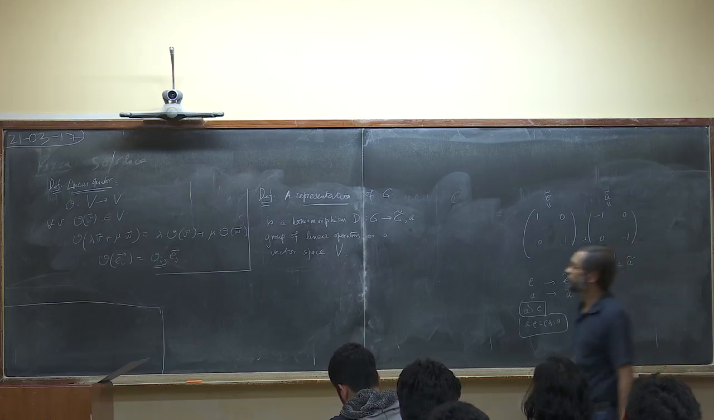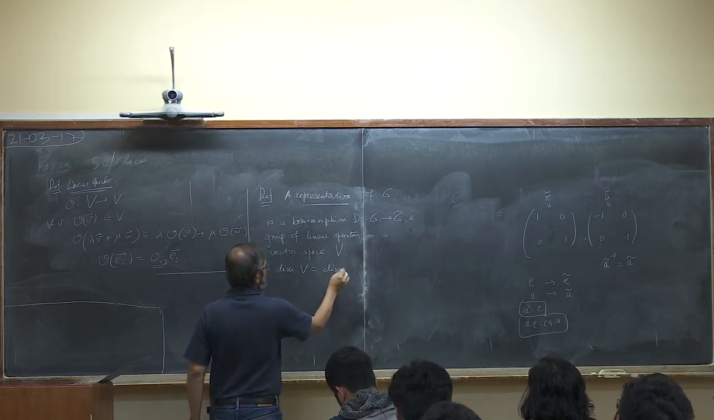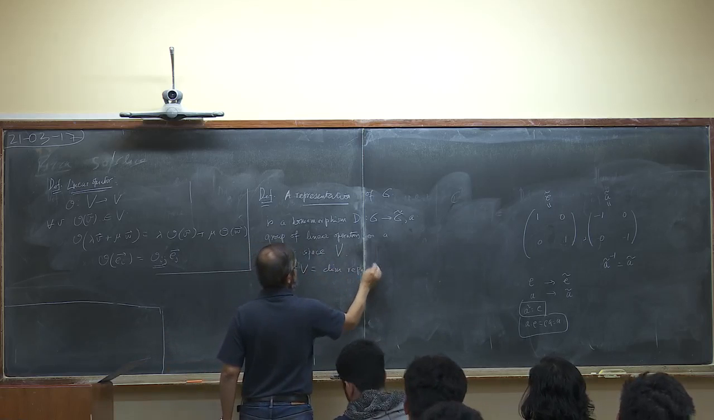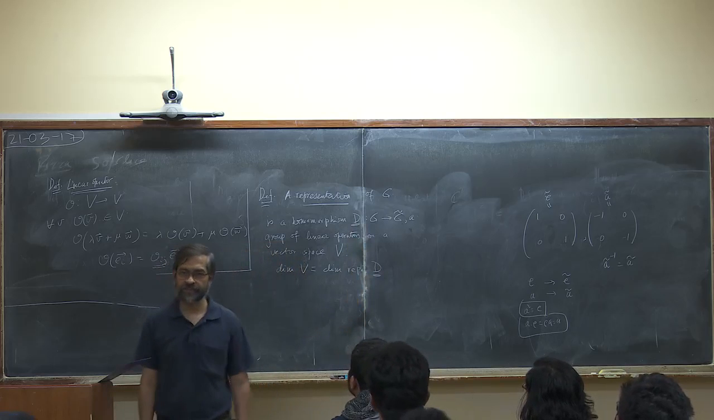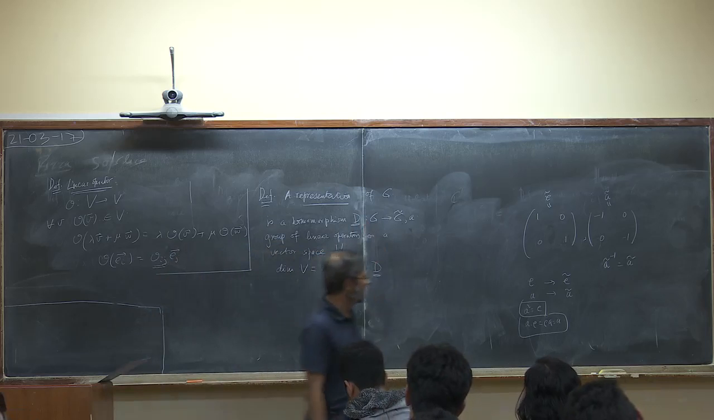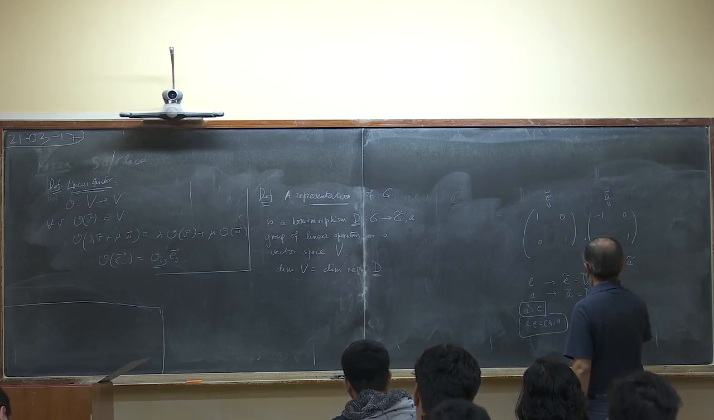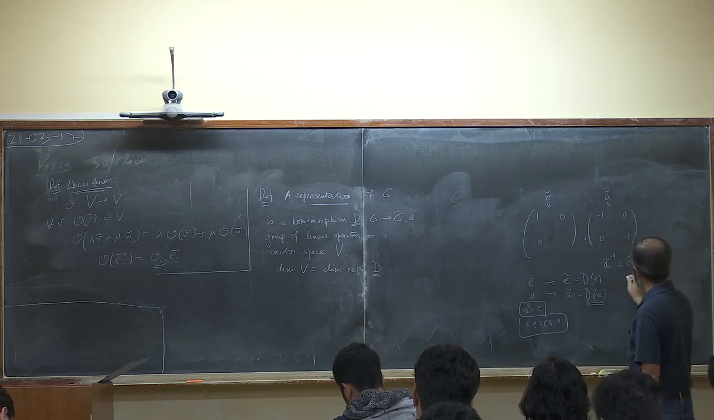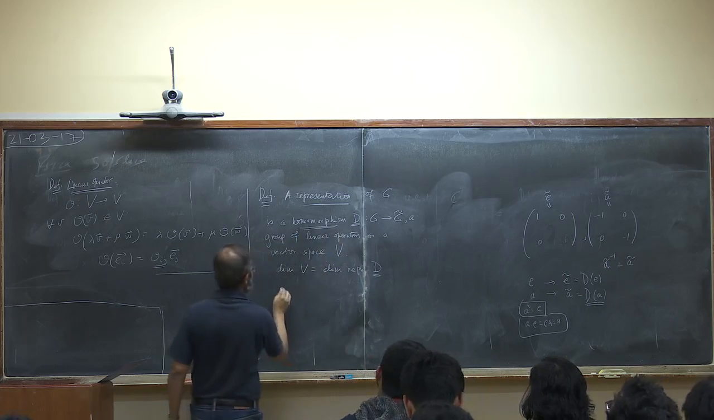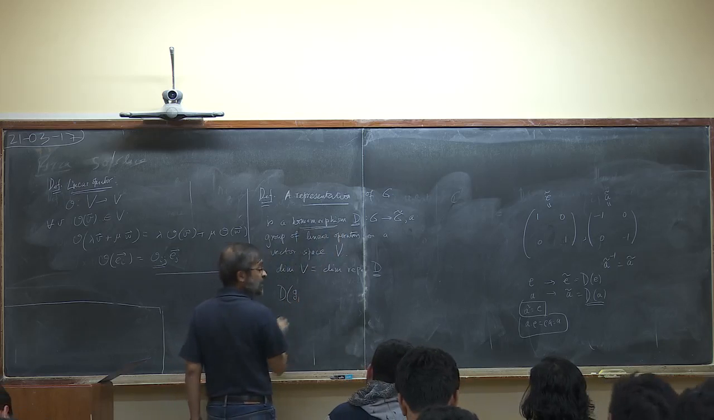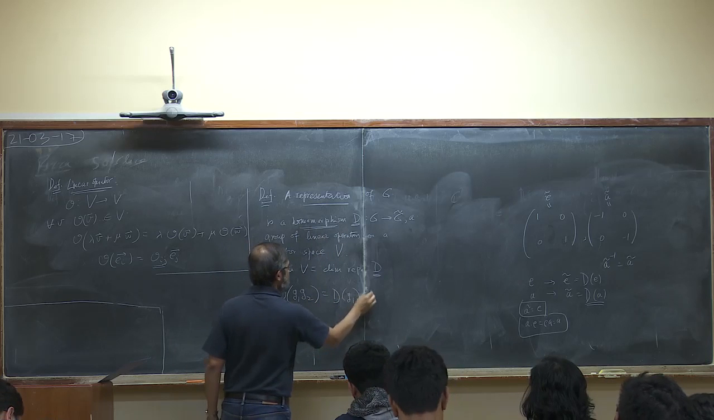I should say that the dimensionality of V is called the dimensionality of the representation. This map itself, this map T, is called the representation. So what is this homomorphism once more? Homomorphism basically says that D of G1 G2 should be the same as D of G1 times D of G2.